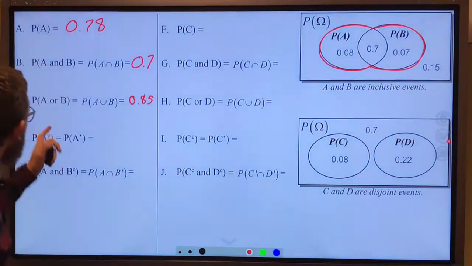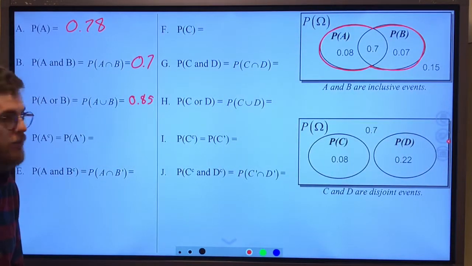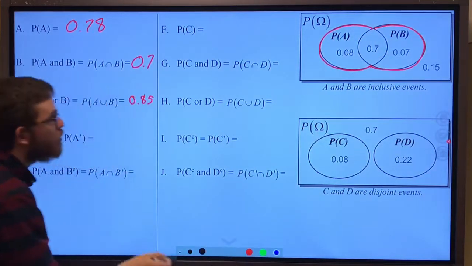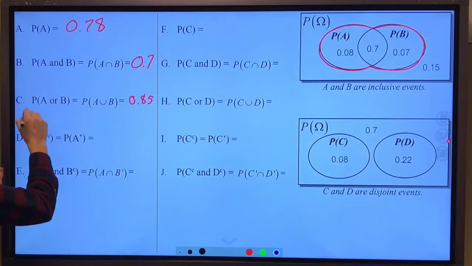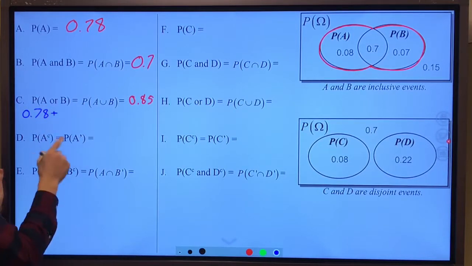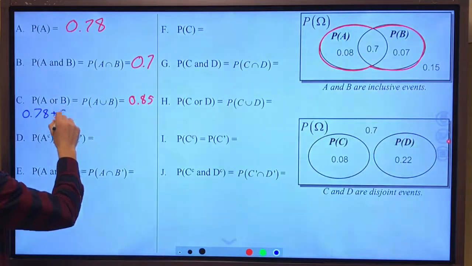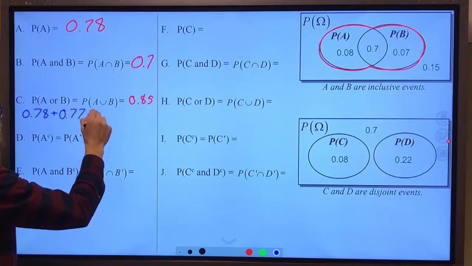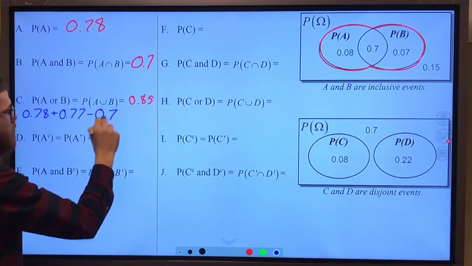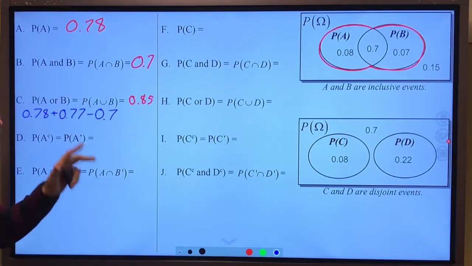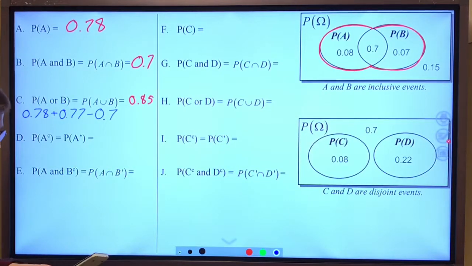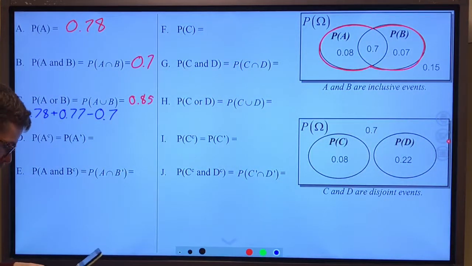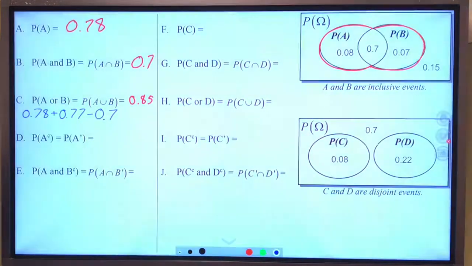But remember our formula when we have or for mutually exclusive or inclusive events. We're going to take the probability of getting A, which is 0.78. We're going to add it to the probability of getting B, which is 0.77. And we're going to subtract away the overlap, which is 0.7. Probability of A, the whole A bubble, plus probability of B, the whole B bubble, minus the overlap. 0.78 plus 0.77 minus 0.7, we get 0.85. So either way makes sense.